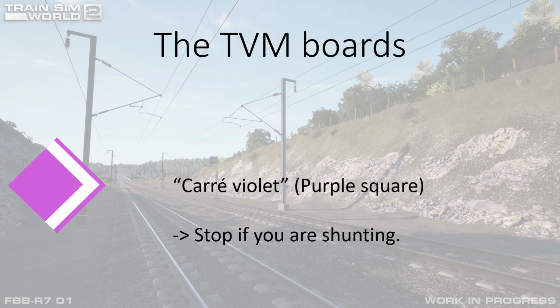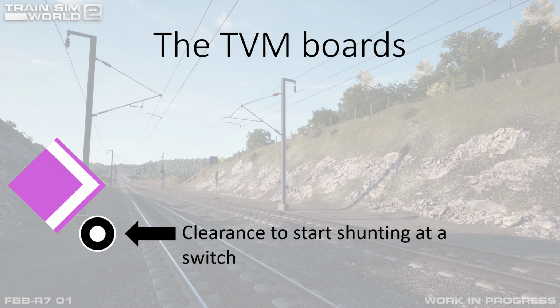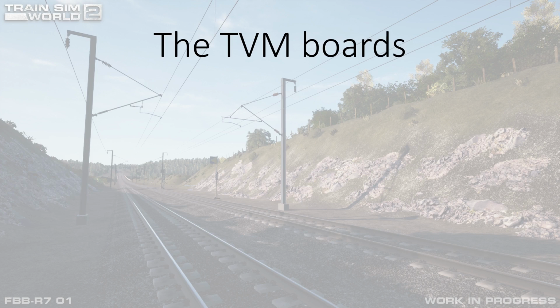If you're a shunting movement, you must not pass this board. Some of those boards have a white light, especially if they're in front of a switch. This is the clearance to start shunting from this switch onwards. Running in France, before entering the TVM, you might be running under classic signaling.